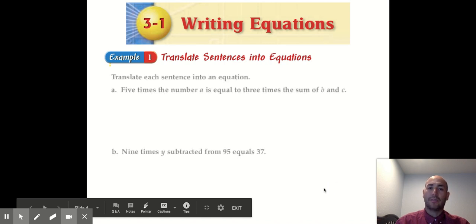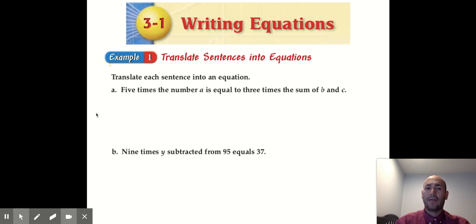We're going to be translating each sentence into an equation. If I look at A, it says 5 times the number a is equal to 3 times the sum of b and c. There are a couple different phrases that we want to look at, so I'm going to group them together. I have 5 times a is equal to, there's that key phrase, I know that's where my equal sign is going to go, 3 times the sum of b and c.